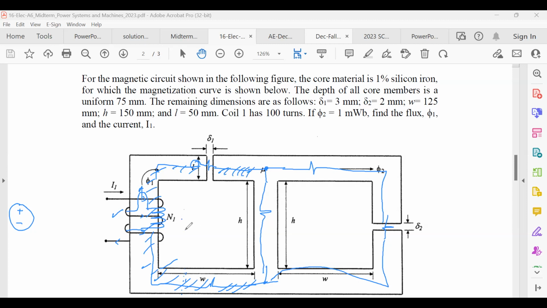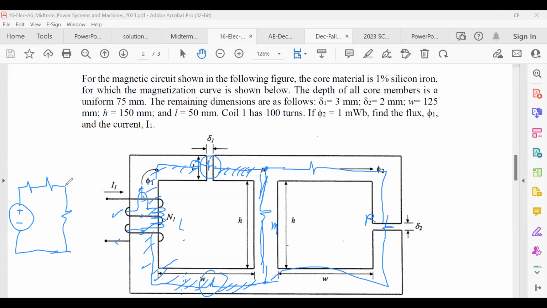We can call this one left, this one middle, this one right, maybe like A, B, C, whatever you want. But how can I have it here? I will put one reluctance for the iron, one reluctance for the air gap, this and this. You can put them anywhere, like here, here, or here. It doesn't matter because they are in series, right? Then you will have one in the middle.